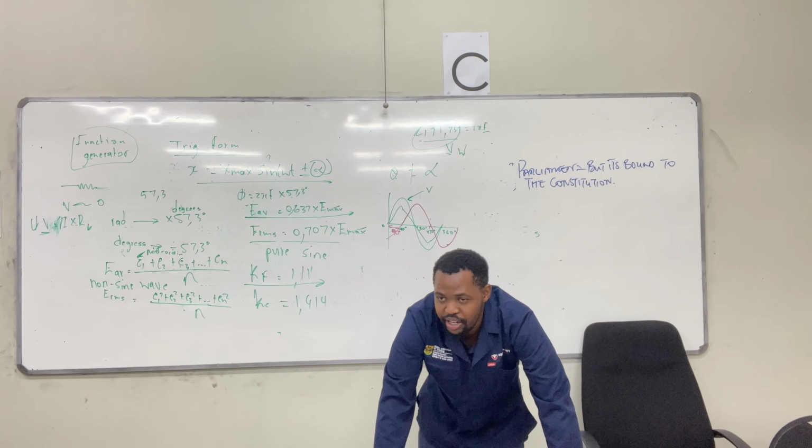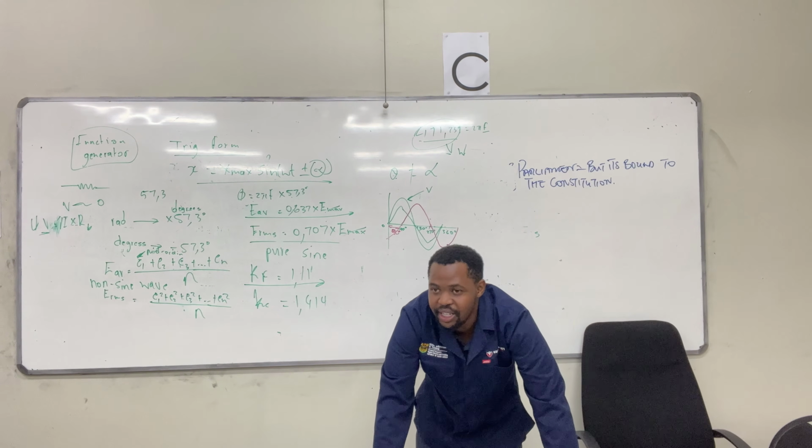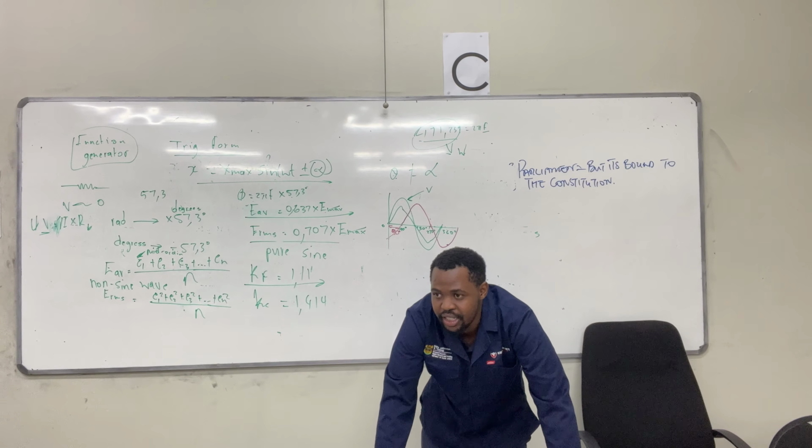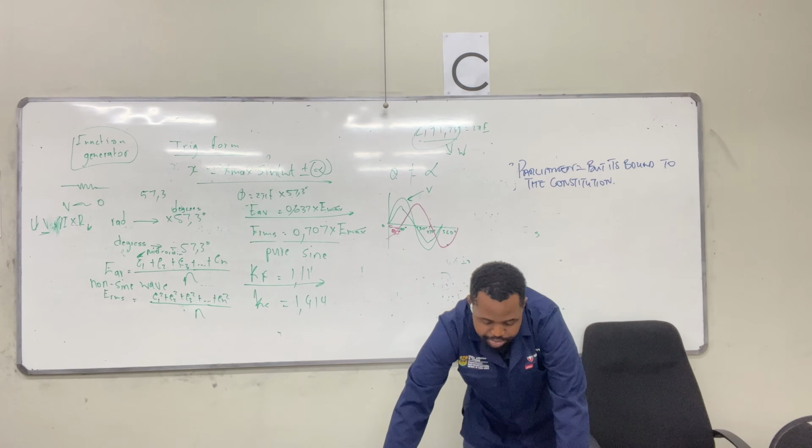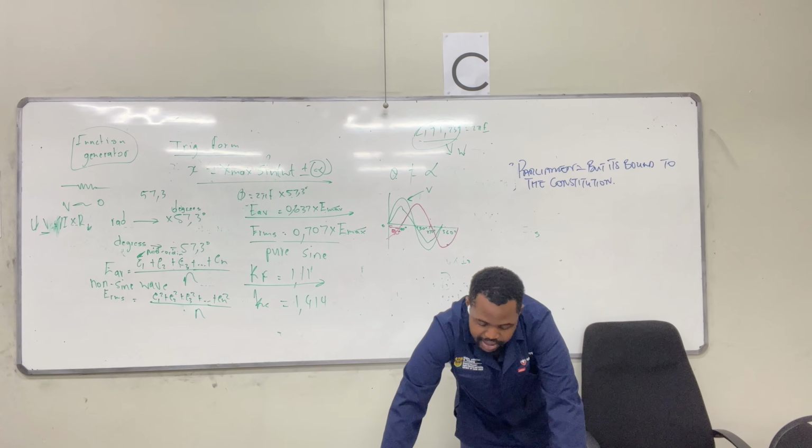Of which we're going to have to multiply by 57,3. Or we have angular velocity times time. Then you're going to have to multiply it by 57,3.